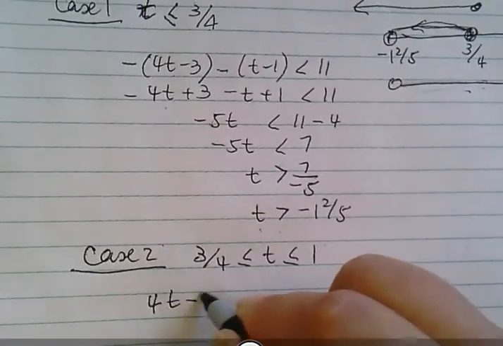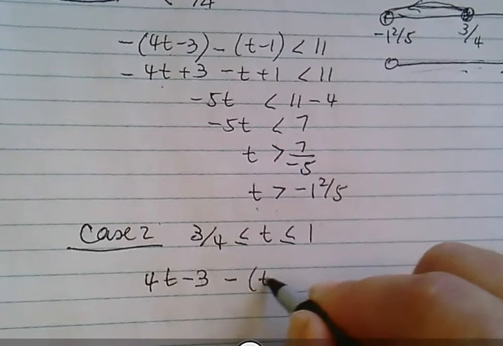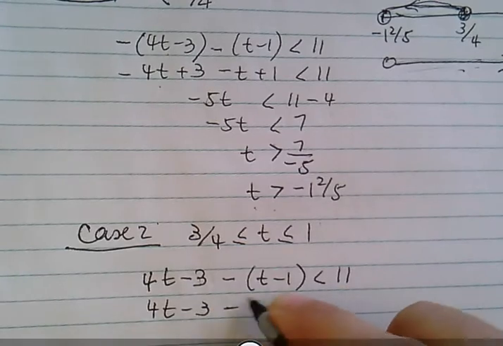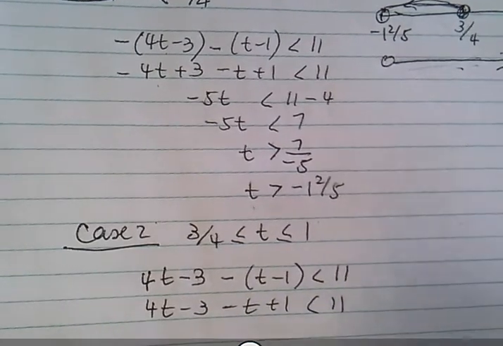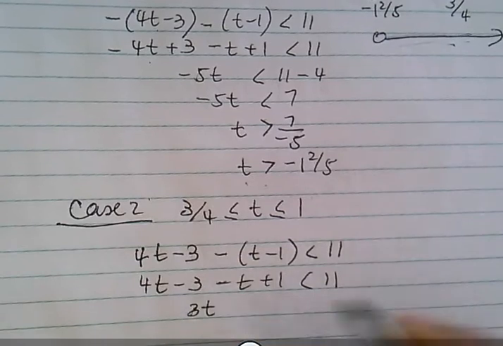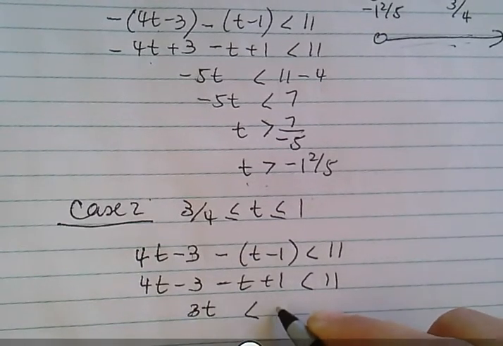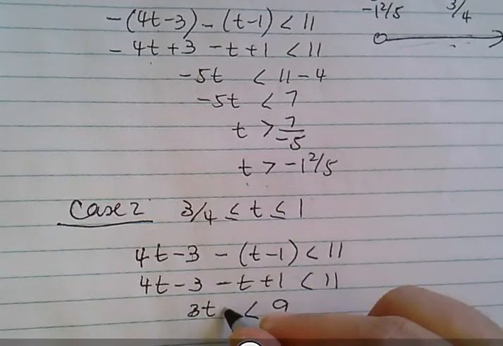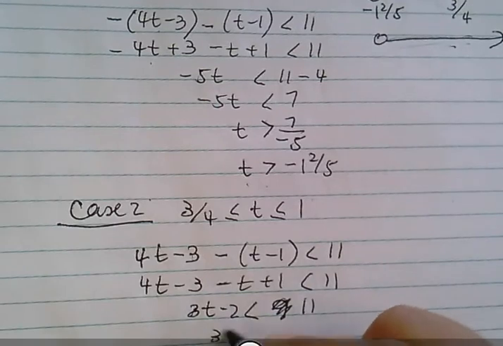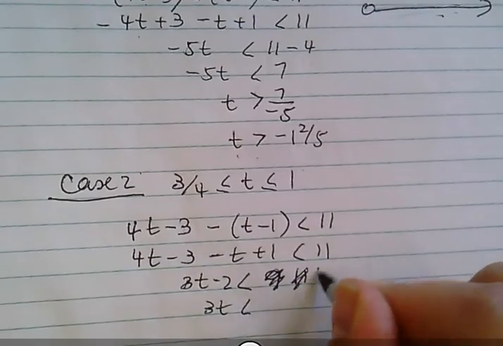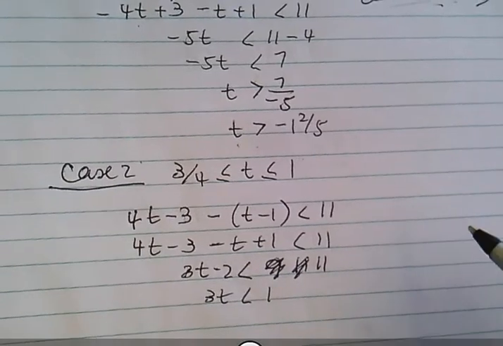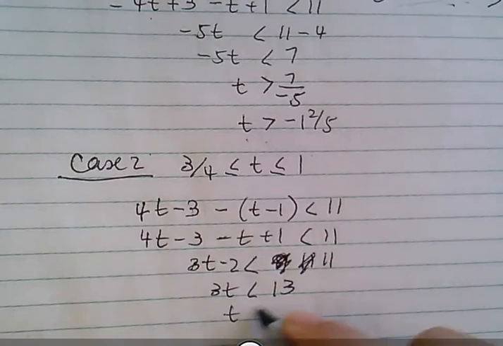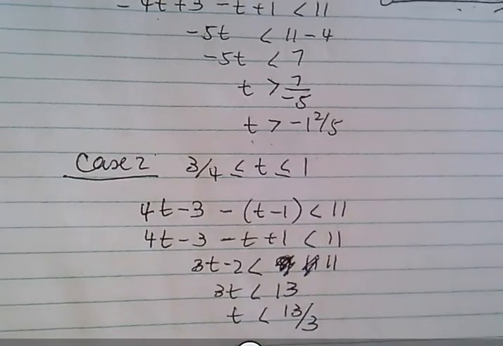So 4t minus 3 minus bracket t minus 1 is less than 11. 4t minus 3 minus t plus 1 is less than 11. So 3t minus 2. So it would be 11 plus 2. I probably should put it down, we don't want to make mistakes. 3t is less than, what have I got? 13? Yep. See how I made the mistake of 9? And t is less than 13/3.